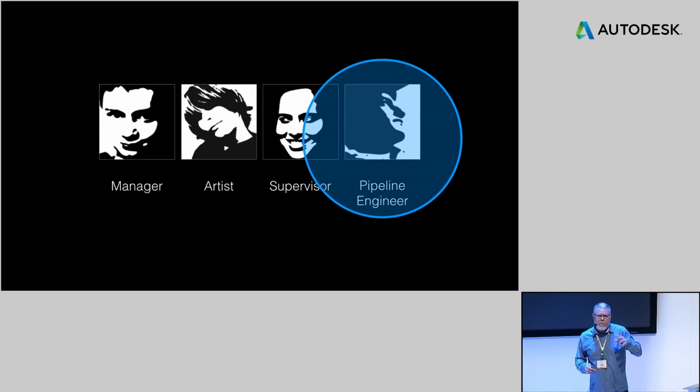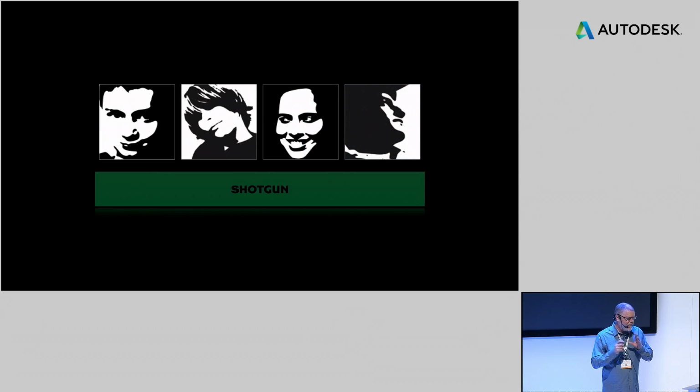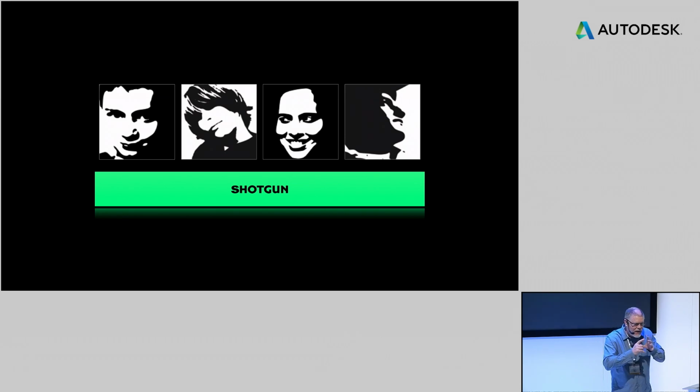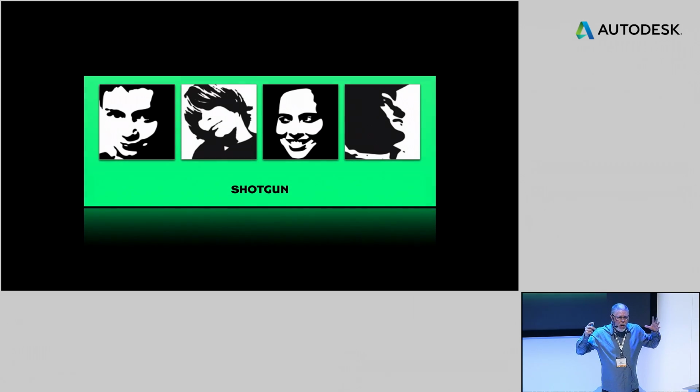Going back to the very beginning, what did I talk about? Shotgun is a platform for film, television, and game studios to allow everybody to work as efficiently as they can. Shotgun is that platform, and all the tools that are available let those people work as fast as they can while always being connected.